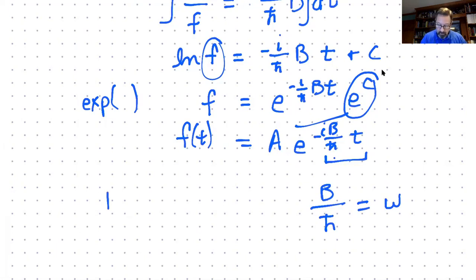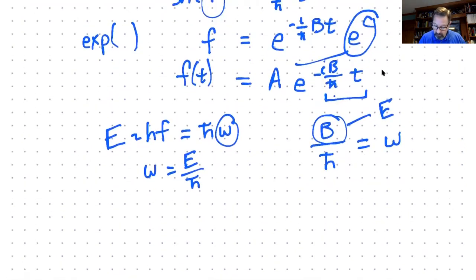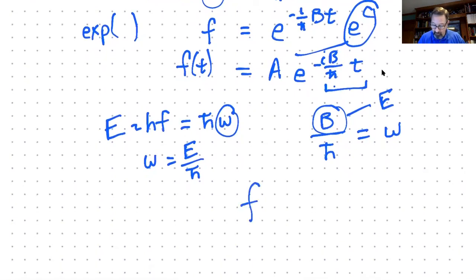Well, we've said that energy, which is equal to h times f, or is equal to h bar times omega, well, that must mean omega is equal to E over h bar. So this b here, this separation constant, it has to be the energy. And our value for f, our function for f as a function of time, must always be some constant a times e to the minus i omega times t.